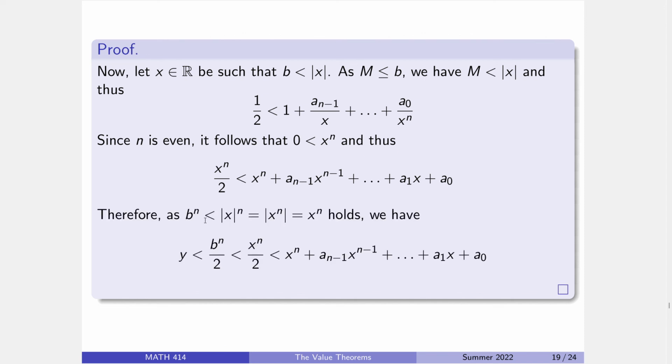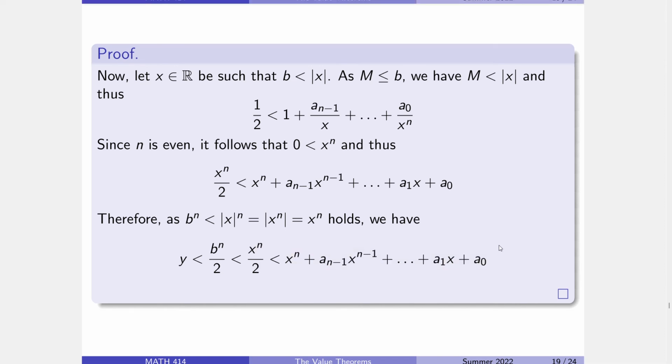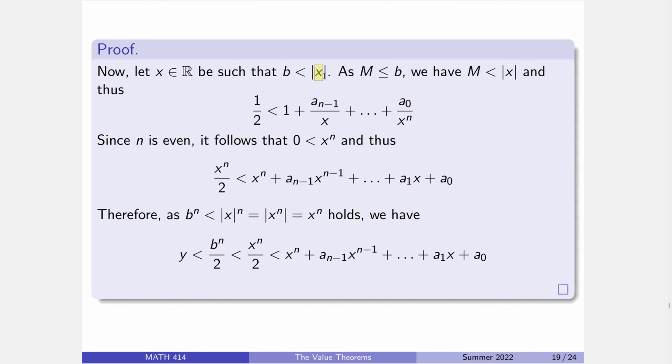And now b to the n has to be less than x to the n, and b to the n was chosen so that b to the n was bigger than 2y, which means that y is less than or equal to b to the n over 2. This is strictly less than that, which is less than this, which is what I wanted to prove. That there exists a positive number b, so that for all x whose absolute value is bigger than b, y is less than or equal to that.